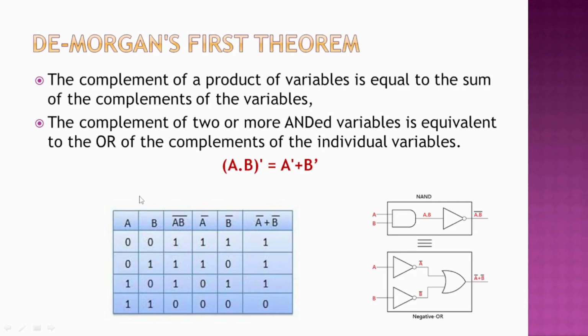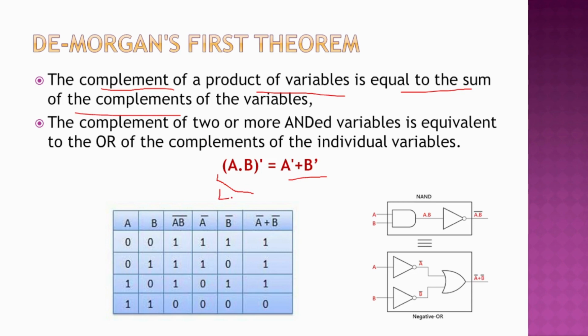So, De Morgan's first theorem is (A dot B) the whole dash equal to A dash plus B dash. It is given in words as the complement of a product of variables is equal to the sum of the complement of the variables.